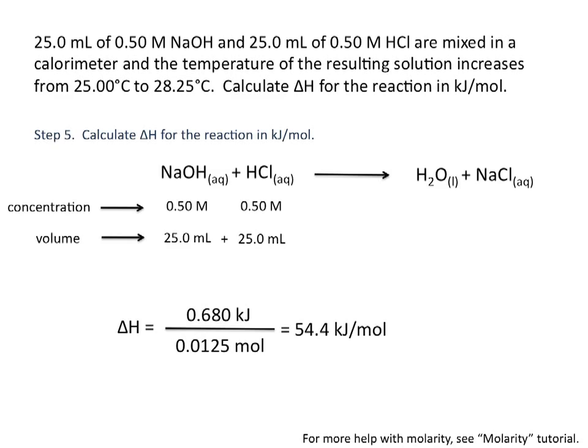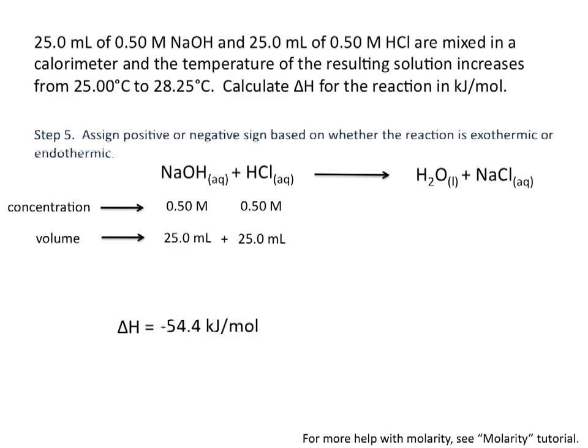Our last step is to calculate delta H for the reaction in kilojoules per mole, so we'll use each of the values that we just calculated. 0.680 kilojoules divided by 0.0125 moles. That gives us units of kilojoules per mole. This tells us that 54.4 kilojoules of heat are transferred per mole of reaction.